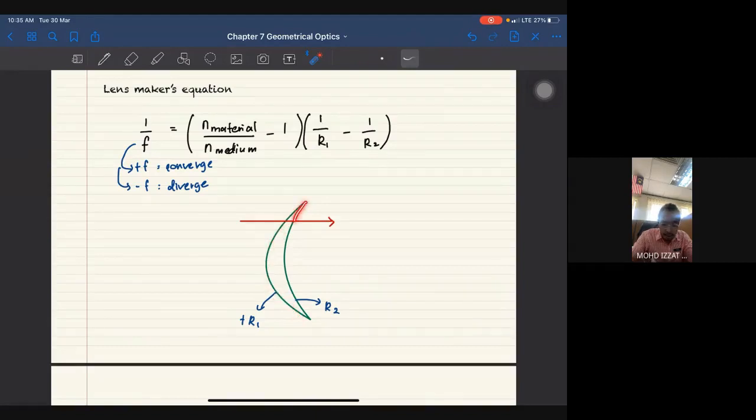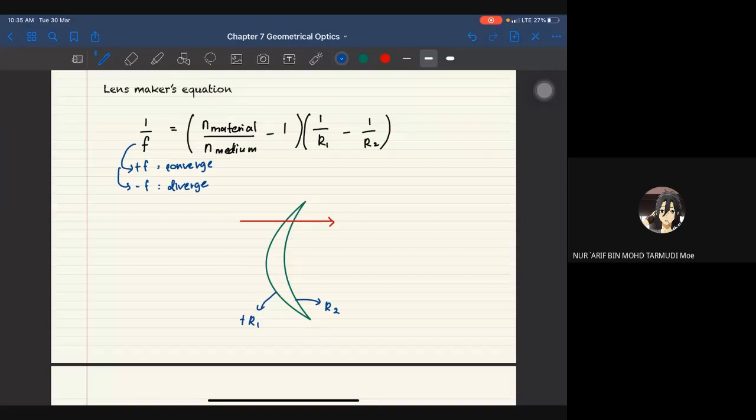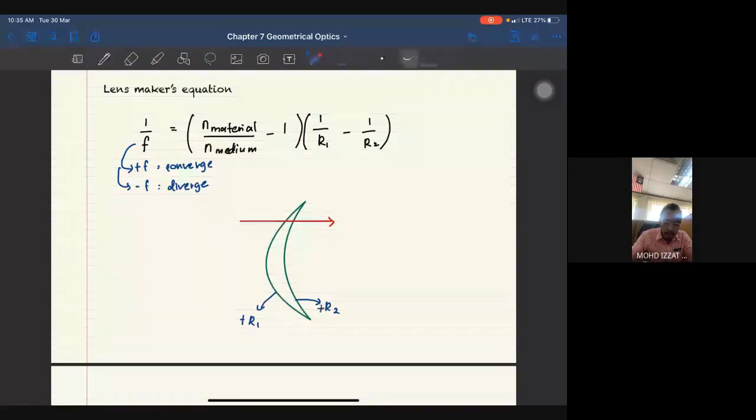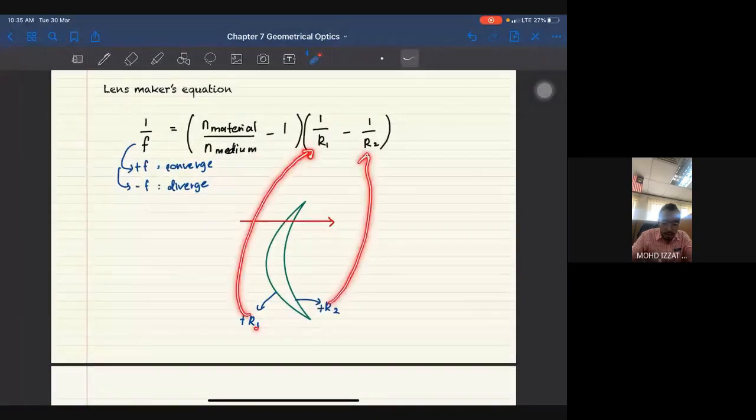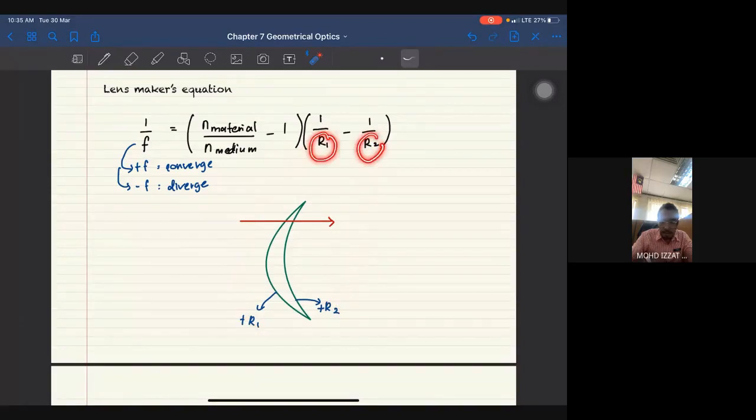Now we just focus on this surface. So the ray sees this surface as a convex as well. So converge ke diverge? Converge juga. So positive juga. So after that you just substitute inside here. If this one is positive and this one is negative, substitute a negative value inside here. Okay, contohnya negative 5. And then make sure R1 is in front, R2 is behind.